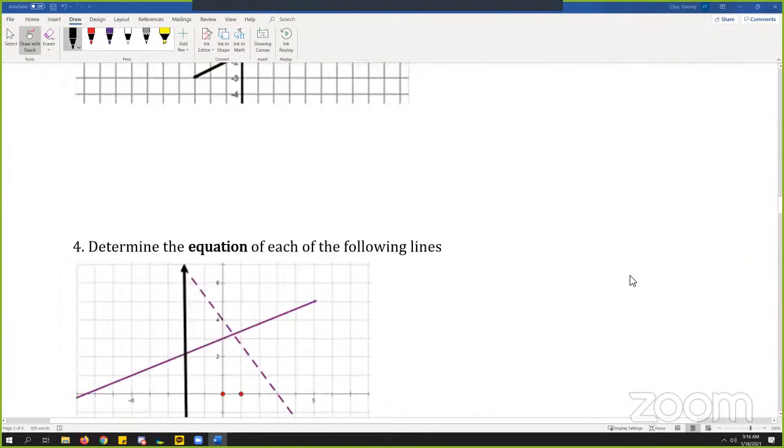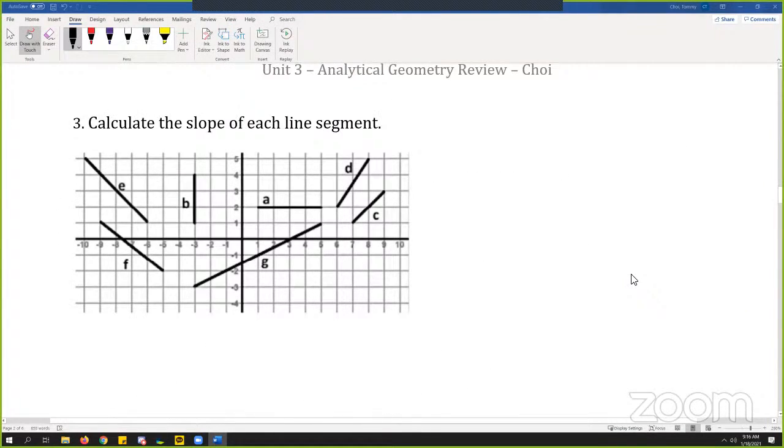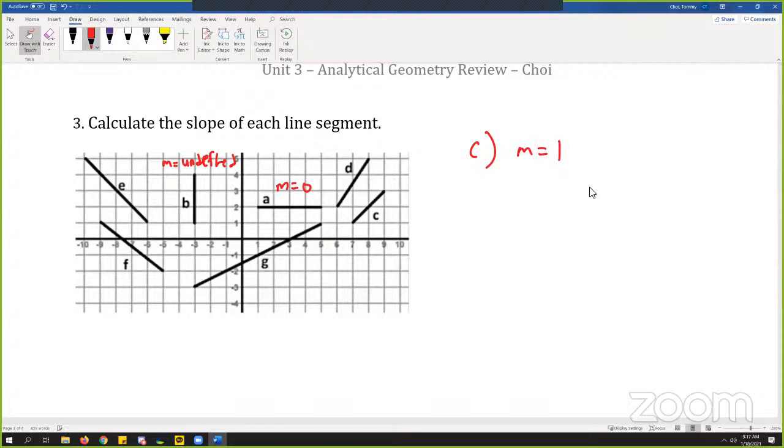Okay. Number 3, calculate the slope of each line segment. So you were asked to calculate the slope for this. Each one here, let's quickly go through these. For A, it should be 0. It's a flat horizontal line. For B, the slope should be undefined. I'll just write it down here, actually. Sorry. C is this line over here. Slope is 1. You should have written 2 over 2, which simplifies to 1.